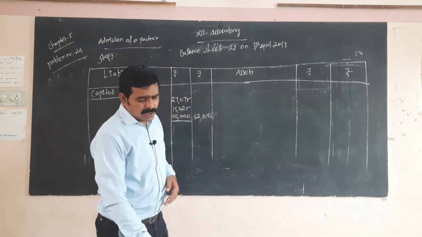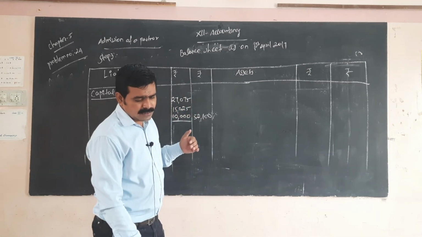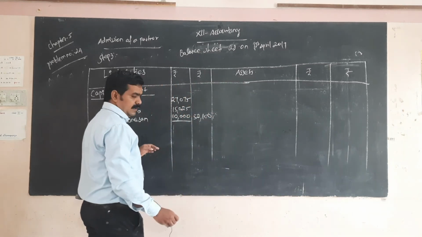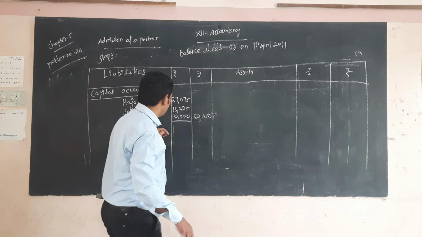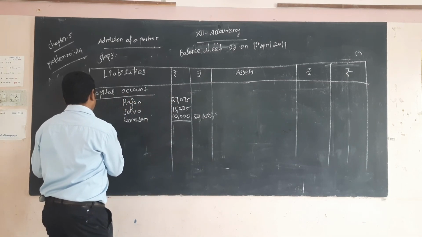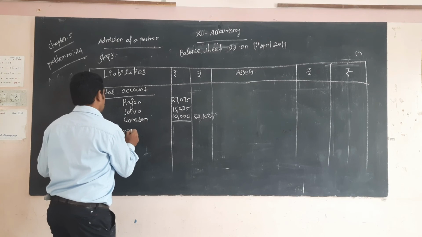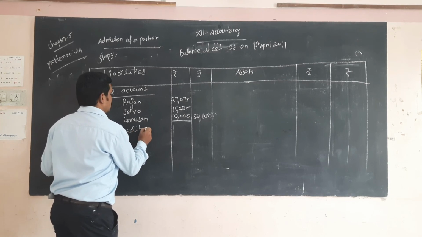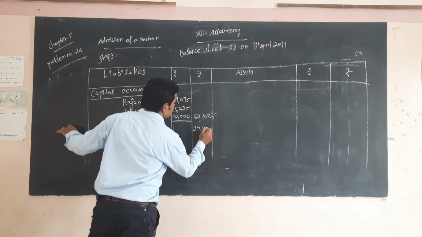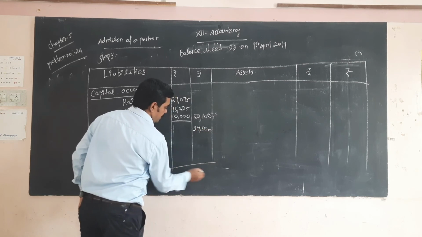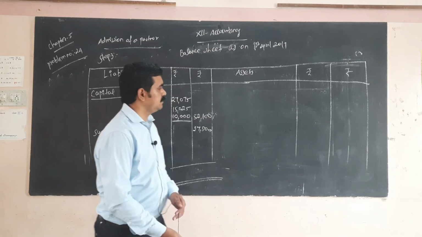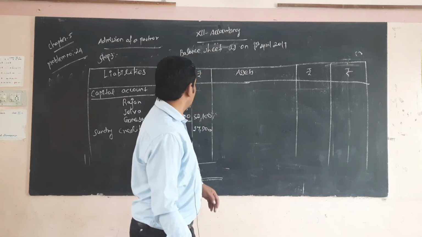Next, creditors are already around 37,500. 37,500 sundry creditors.